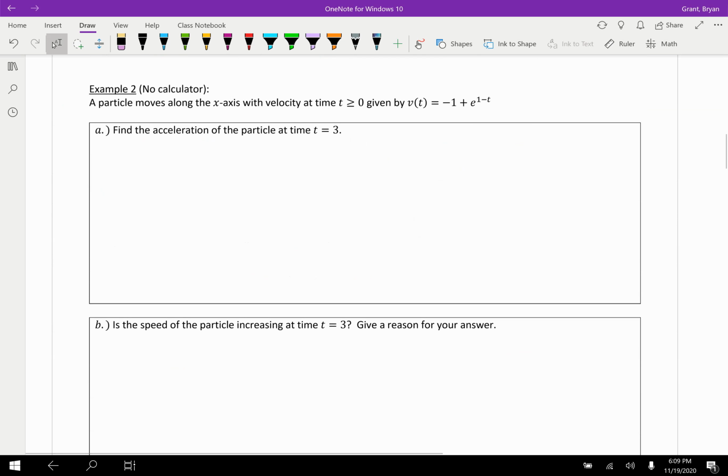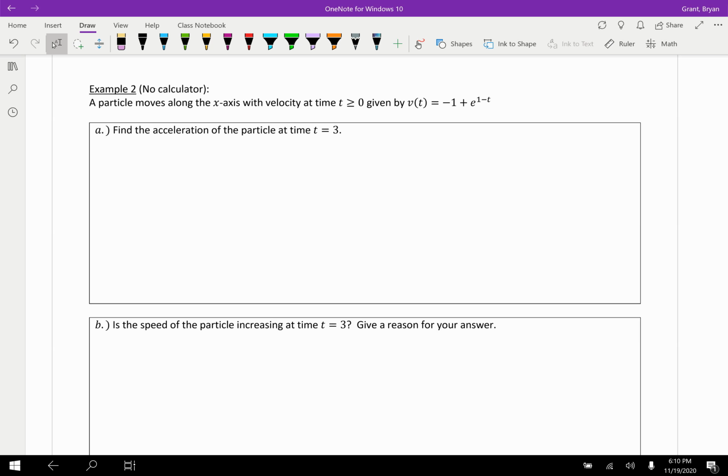The last two do not have a calculator, so you can put that away if you'd like. In fact, you shouldn't have it out because you need to be able to do this without a calculator, and let's see what we're doing. A particle moves along the x-axis with velocity given by a velocity equation, very similar to the last problem. Find the acceleration of the particle.